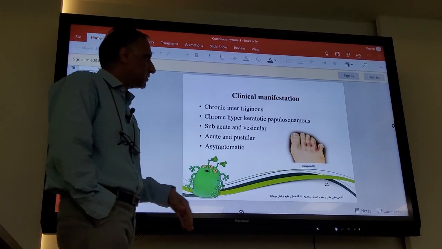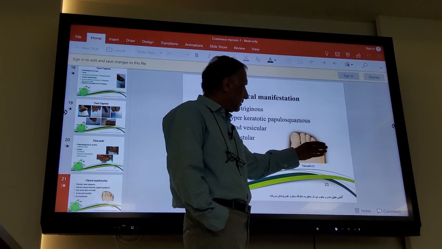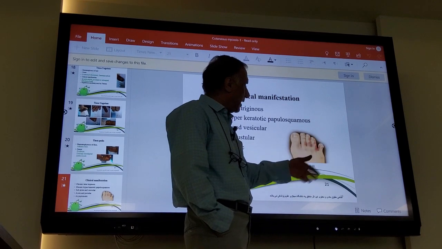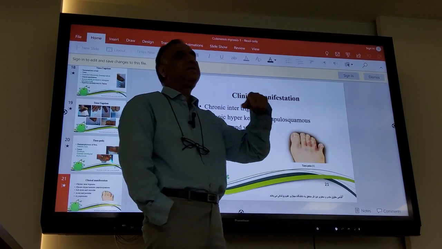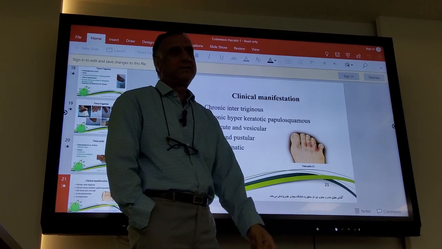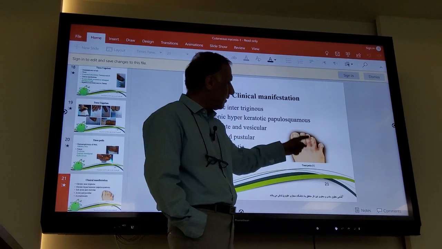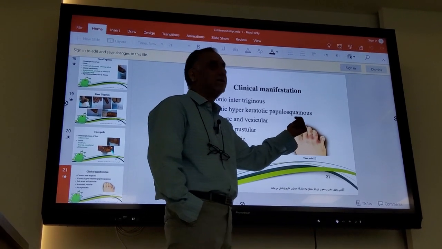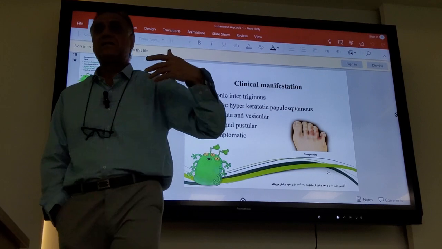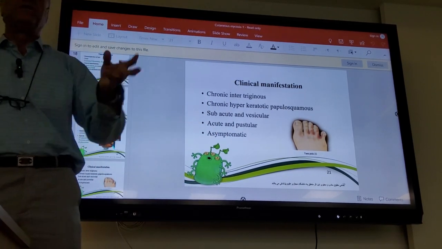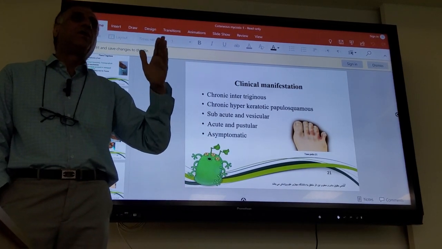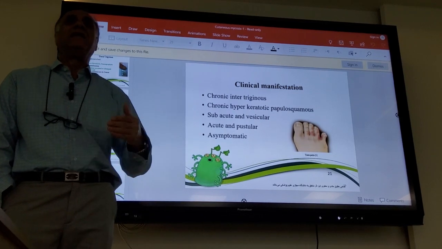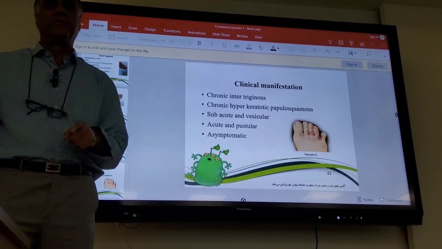Therefore, usually tinea pedis starts the lesion from the toe web, especially the fourth space, the fourth toe web, and grows from here to the sole. Sole means plantar of the foot. Also the dorsum of the foot, fingers, and nail. This infection can involve not only the skin but also the nail and lead to tinea unguium.